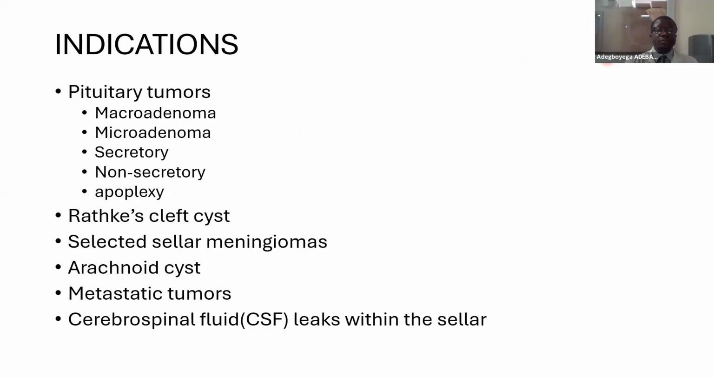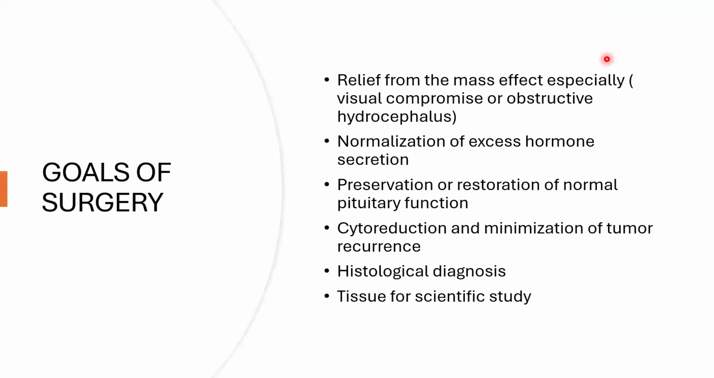Indications include pituitary tumors, Rathke's cyst, arachnoid cyst, craniopharyngiomas, and also CSF leaks. The goal of surgery is actually to relieve the mass effect of this tumor on the surrounding structures, especially the visual apparatus. And also sometimes it could be large enough to cause obstructive hydrocephalus.